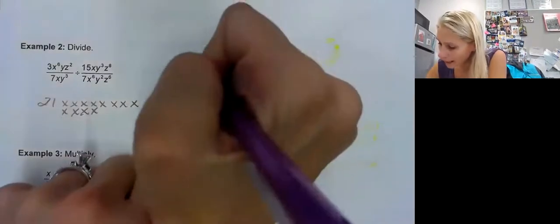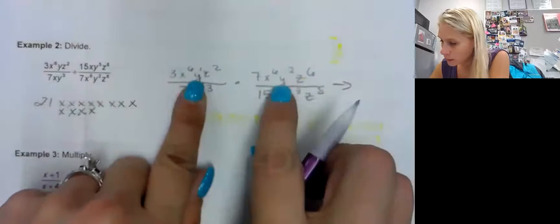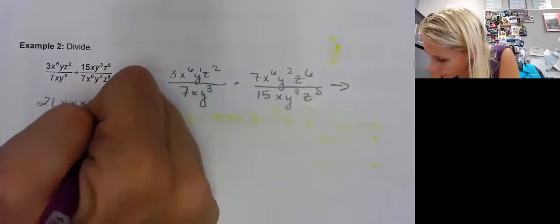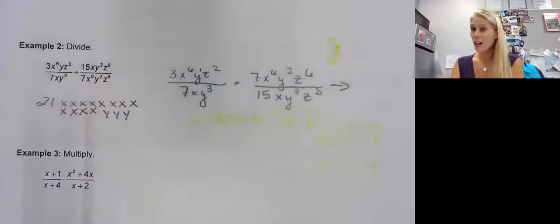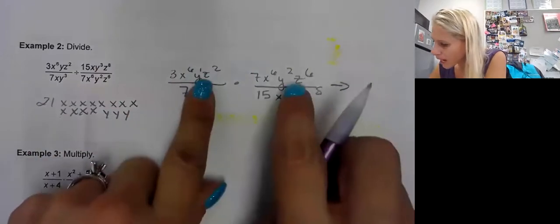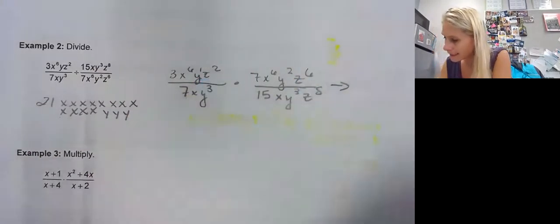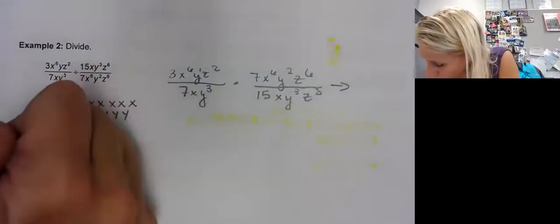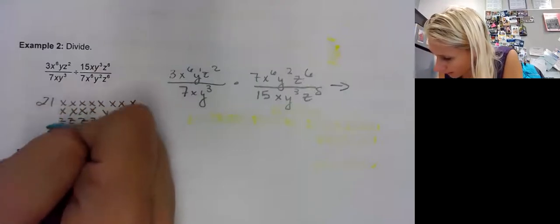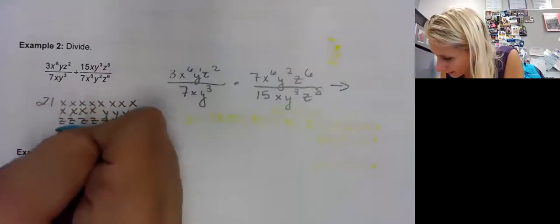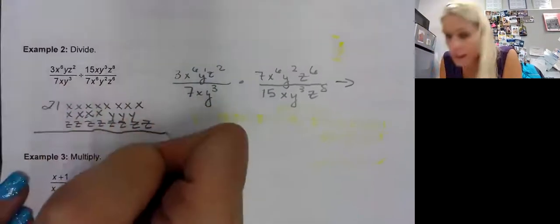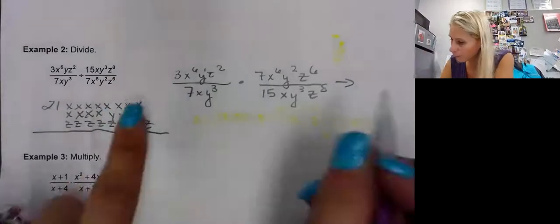Y's. Don't forget here, this is y to the 1st. This is y squared, so y cubed. So 1, 2, 3. Also be careful, those of you with bad handwriting, make sure your x's and y's are different. Z squared times z to the 6th is z to the 8th. 1, 2, 3, 4, 5, 6, 7, 8. Okay, that's my numerator. I know this looks very funny, but I want to expand everything.